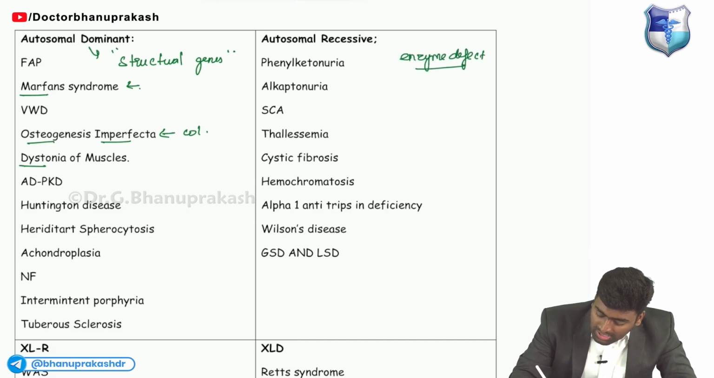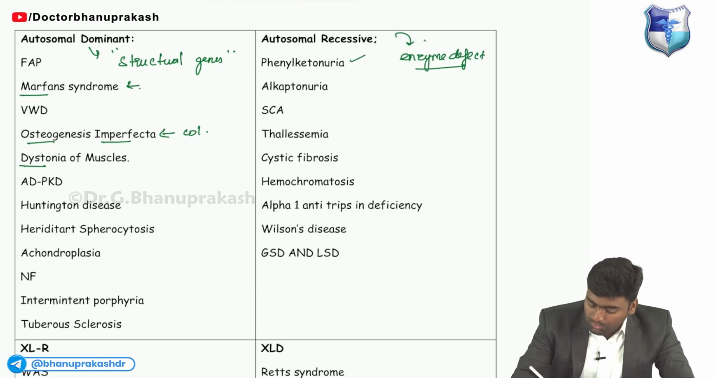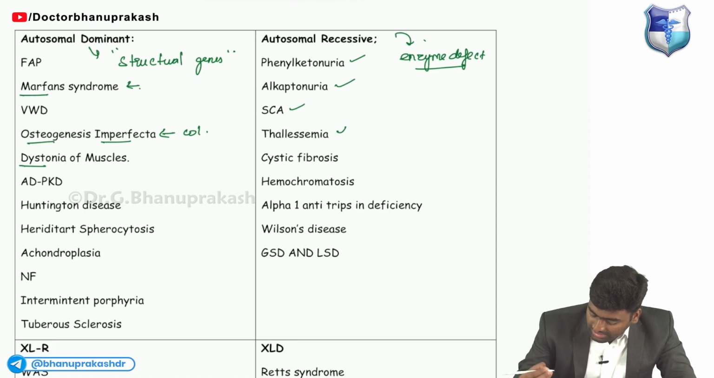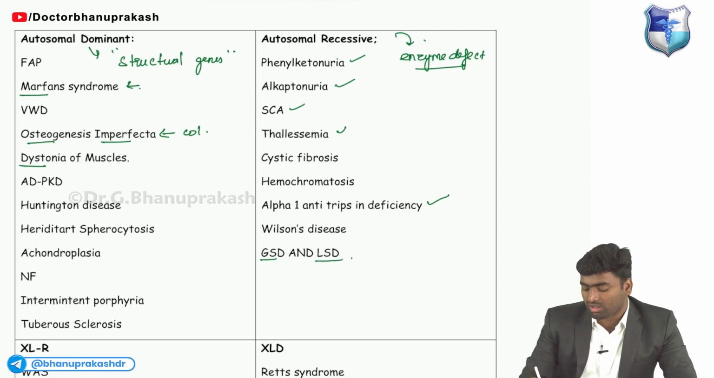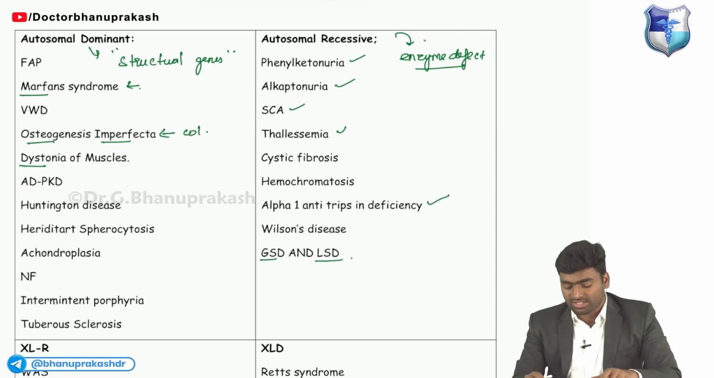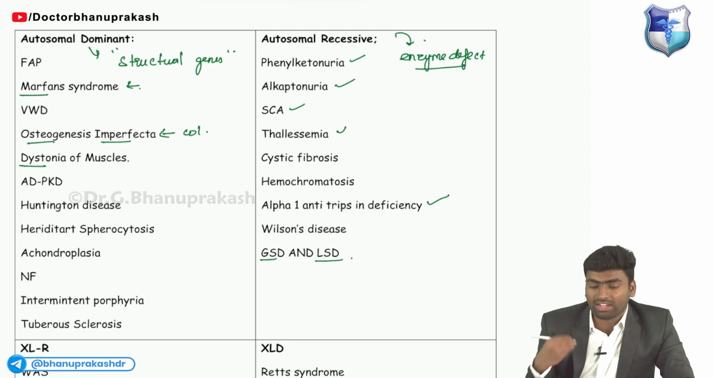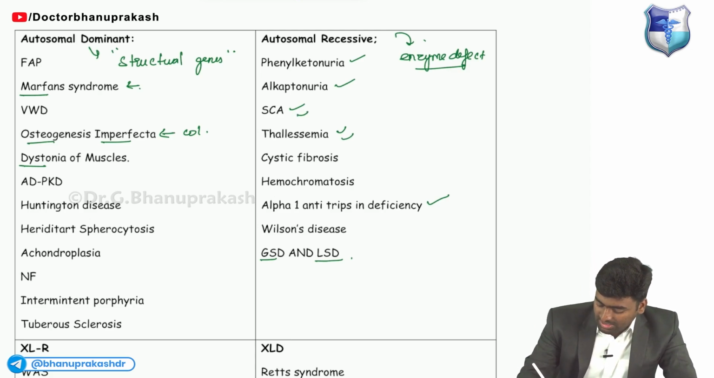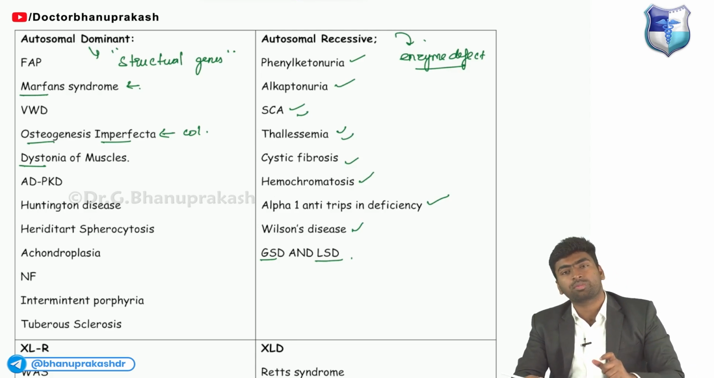it will usually be autosomal recessive, like our phenylketonuria, alkaptonuria, then sickle cell anemia, thalassemia, and especially alpha-1 antitrypsin deficiency, and all our glycogen storage diseases and lysosomal storage diseases. All of them will be autosomal recessive in nature. Whereas a few conditions will have an add-on, like sickle cell anemia, thalassemia, cystic fibrosis, hemochromatosis, and Wilson's disease. They are also autosomal recessive in nature.